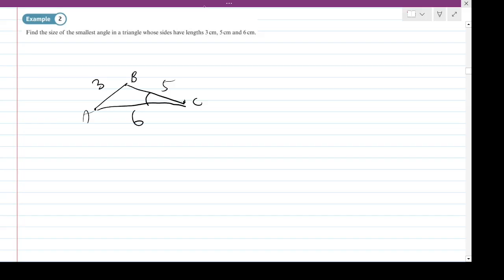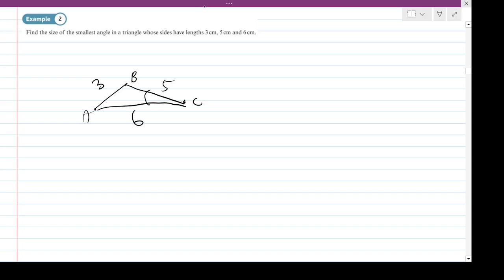Alternatively, you could find all 3 angles, and then from that, obviously, you can deduce the smallest one. But that might take a bit of work. But hopefully you can notice on the sketch that this will be the smallest angle, and it's the angle facing the smallest side. So this is the angle we're going to be working with, the angle at C here. Well, then we need to find an angle, but we know all 3 sides.